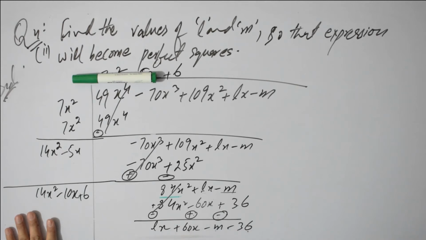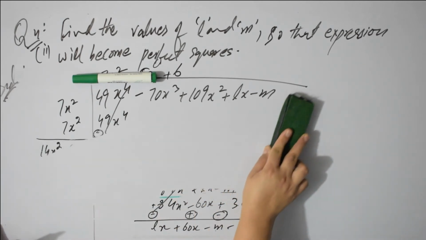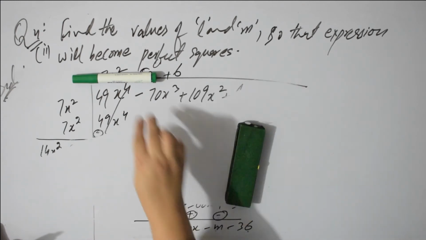This is your remainder and you see this remainder is not equal to 0. But for a perfect square you know that your remainder should be 0. So what I am going to do next is, I am erasing this, I am leaving only the remainder here.